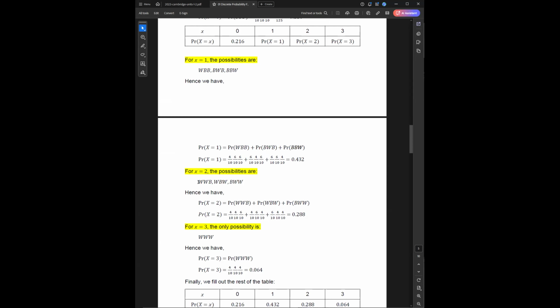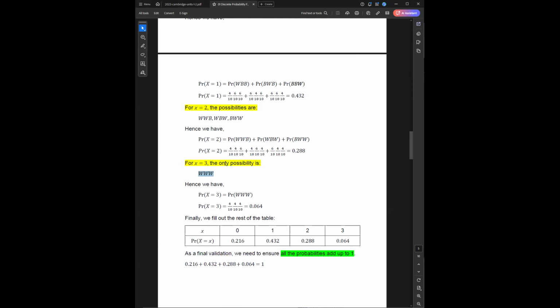X equals 2, same deal. You just figure out your combinations or you use your counting methods understanding and you calculate. This time it's 2 whites and 1 black. X equals 3, 3 whites. We've discussed what this looks like. It's just going to be the white times white times white.